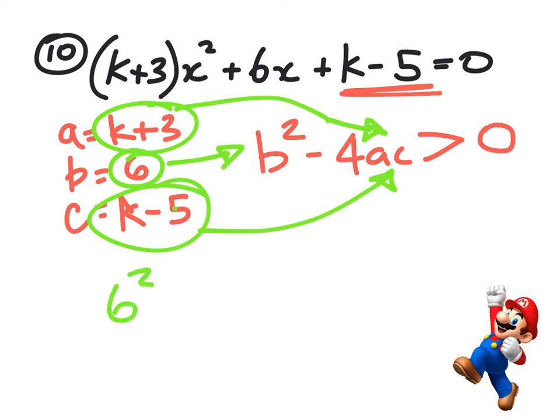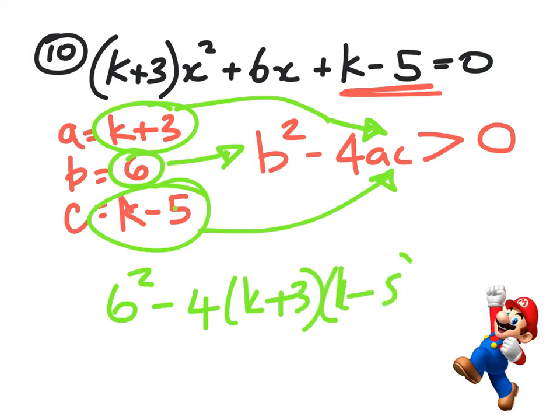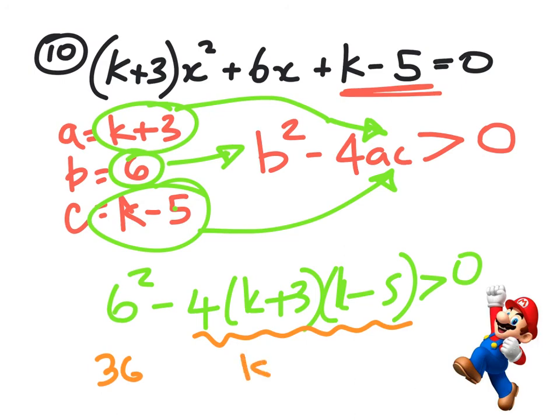So you've got 6 squared minus 4 times k add 3 times k take away 5 is bigger than 0. How am I going to solve that? I'm going to remove all those brackets. I'm going to take it away from 36. Things should cancel out. You should get a common factor, and then you can solve it to get your k answers.